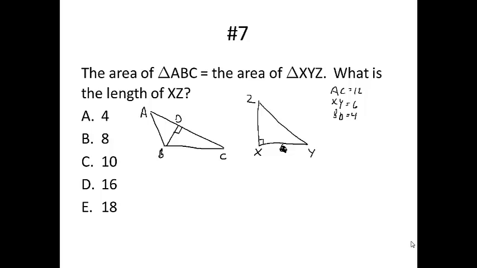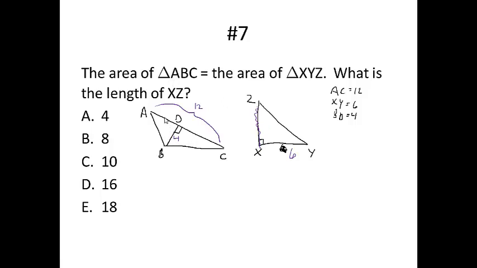Problem number 7. The area of triangle ABC is equal to the area of triangle XYZ. What is the length of XZ? So I'm looking for this length right here. I'm going to first of all label what they gave me. They told me that AC, this whole length right here, was equal to 12. They told me that XY was equal to 6, and they told me that BD was equal to 4. Okay, so I need to find XZ, and they told me something about the areas being equal.